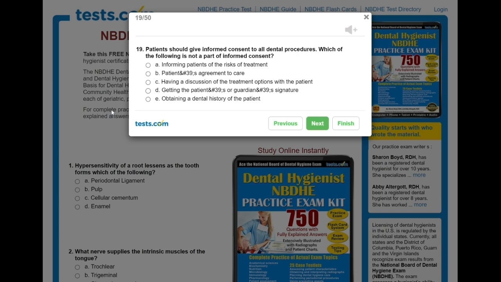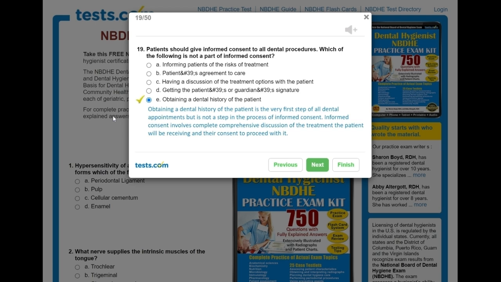Question 19. Patients should give informed consent to all dental procedures. Which of the following is not part of informed consent? A. Informing patients of the risk of treatment. B. Patient's agreement to care. C. Having a discussion of the treatment options with the patient. D. Getting the patient's or guardian's signature. E. Obtaining a dental history of the patient.